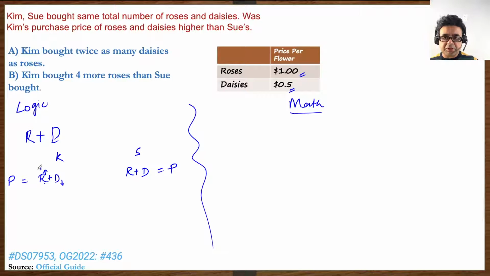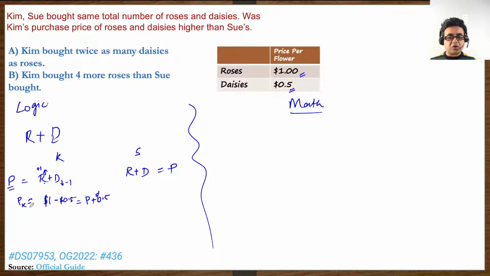So when I do +1 here and -1 there, what happens to my price? The new price, which I'm going to call PK, would be: roses are $1, so it will increase by $1. And it will also reduce by $0.5 because I haven't bought a daisy. So the new price would be P plus 0.5, where P is my initial price.